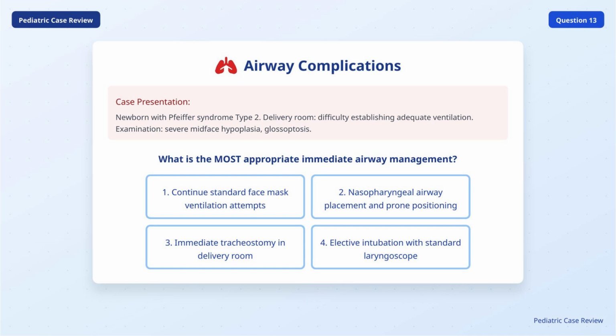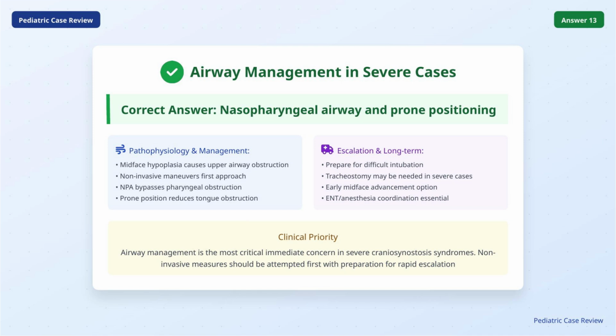Option 1. Continue standard face mask ventilation attempts. Option 2. Nasopharyngeal airway placement and prone positioning. Option 3. Immediate tracheostomy in delivery room. Option 4. Elective intubation with standard laryngoscope. The correct answer is nasopharyngeal airway placement and prone positioning.